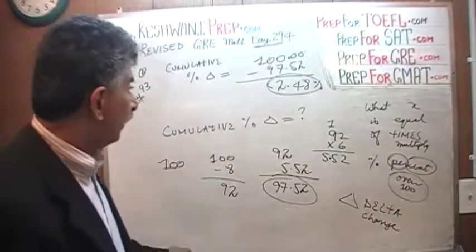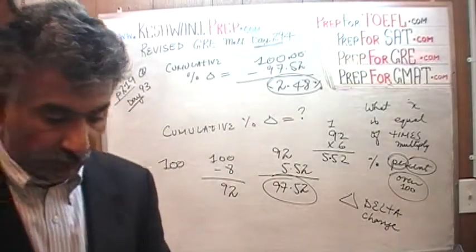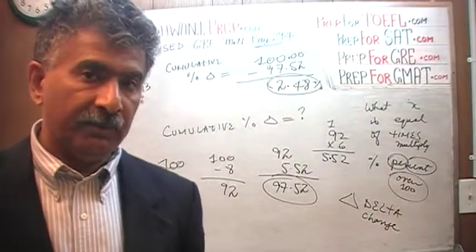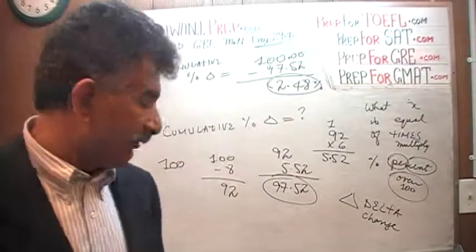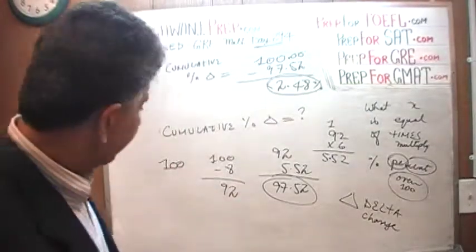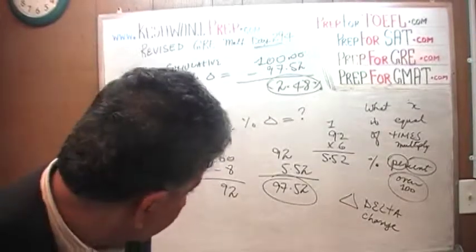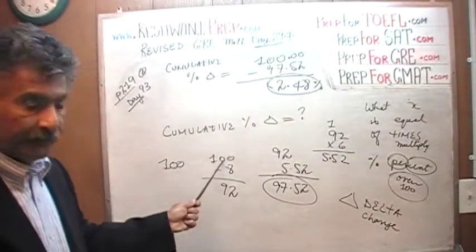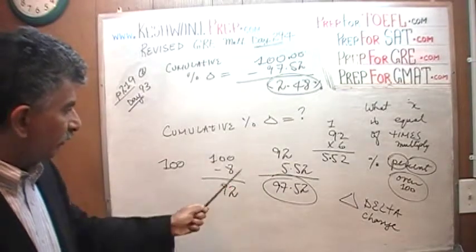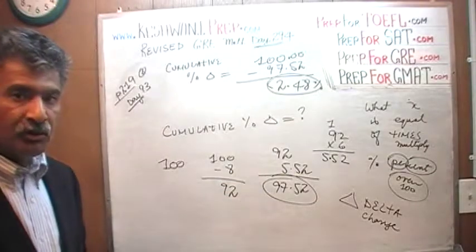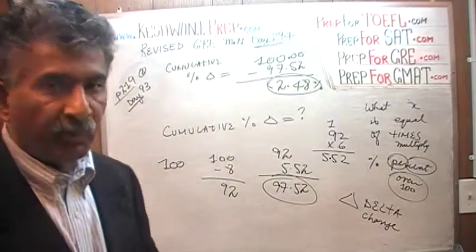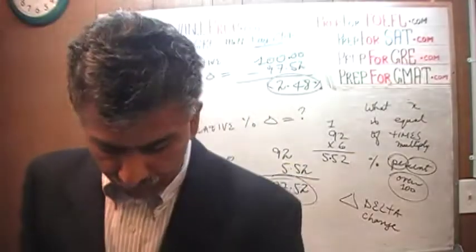So as a result of enrollment having gone down by 8% and then having come up by 6%, the net result is not 2%, as most people would like to think, because the base changes. In the first case, when it goes down by 8%, the base is 100. But in the second case, the base is 92. It goes up by 6% not of 100, but 6% of 92. So the cumulative change is not 2%, but 2.48%, or about 2.5%.